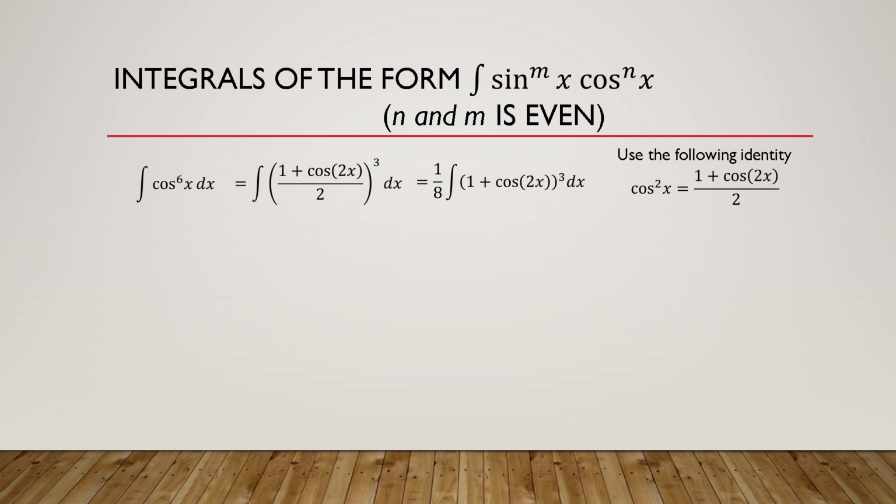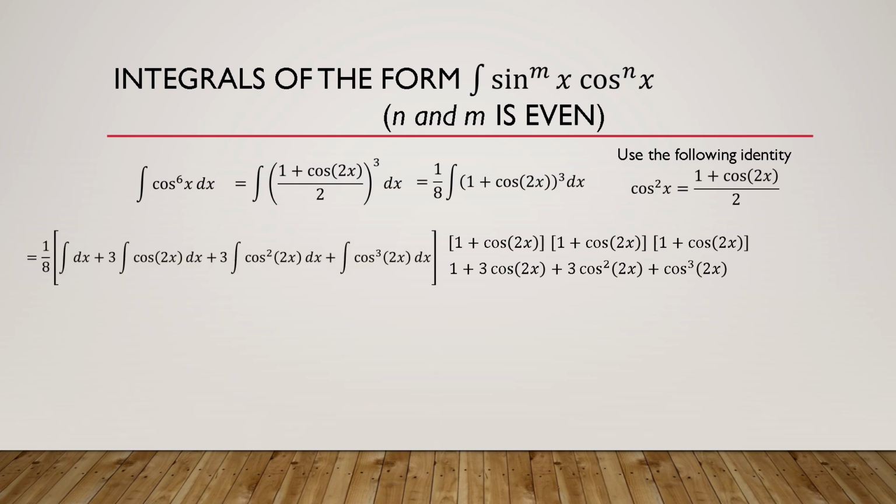We start by taking the cube of the denominator and moving it outside of the integral as a constant. Then we take 1 plus cosine 2x and cube it to get 1 plus 3 cosine 2x plus 3 cosine squared 2x plus cosine cubed 2x. We can then separate the integral at the plus sign and get 1/8 times the quantity of the integral of dx plus 3 times the integral of cosine 2x dx plus 3 times the integral of cosine squared 2x dx plus the integral of cosine cubed 2x dx. Again, we'll take each integral individually and save the constant c for the end.